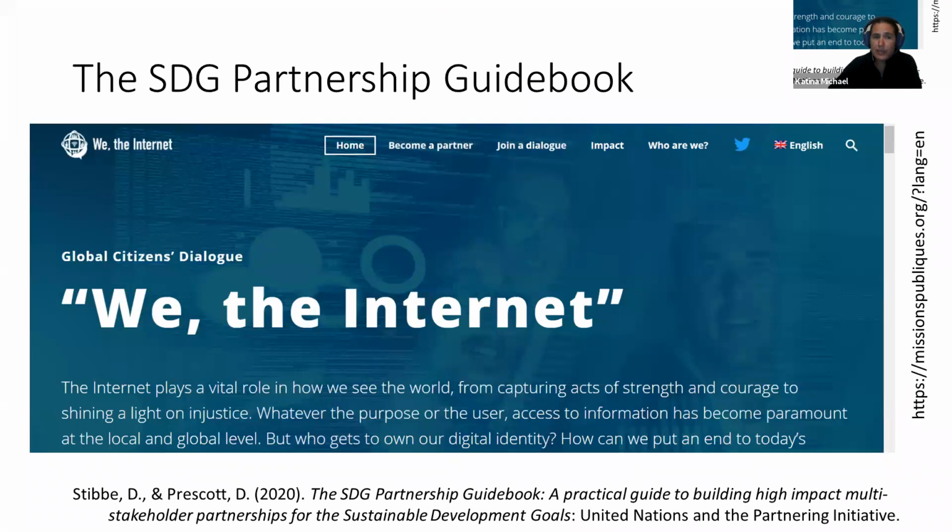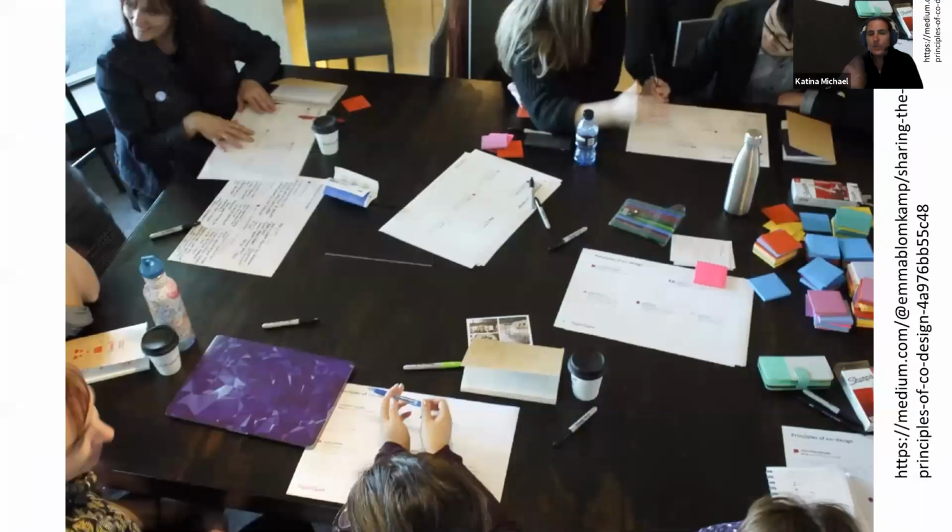The SDG Partnership Guidebook is another aspect of stakeholders. It's not just stakeholders for collaboration, but stakeholders as partners, end users as partners, users as partners. And in this instance, one of the ASU academics out of the DC office, Mahmoud Farouk, engaged Mission Publics for We the Internet. And We the Internet was an MP project and was supported by the SDG. And this is what it looks like, right?